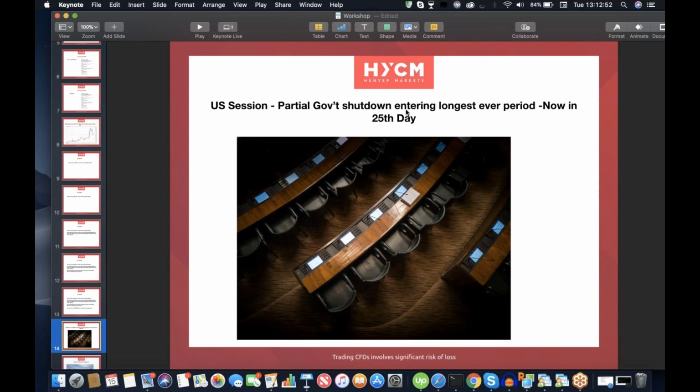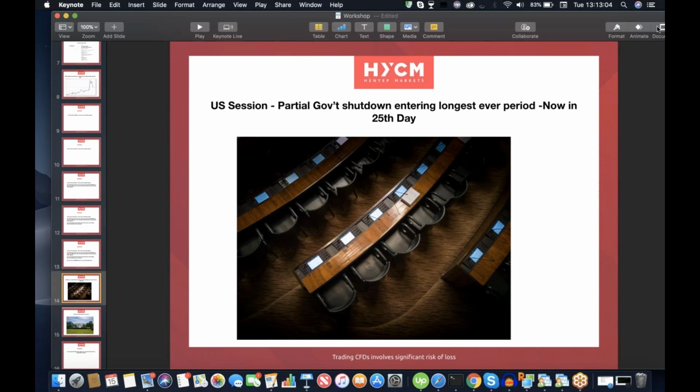The other thing to be aware of from yesterday's US session is that the partial government shutdown is now entering its longest ever period. It's now in its 25th day. So you may have picked this up. The US government has shut down. It was shut down yesterday. This is having an impact. It's a partial shutdown, so this is something that traders are aware of and following.